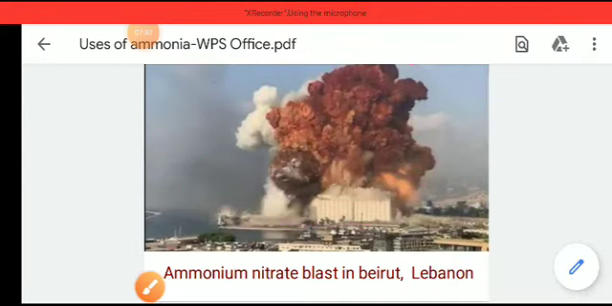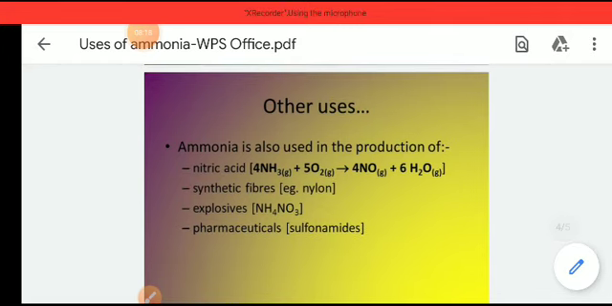Recently we saw the explosion of ammonium nitrate in Beirut, Lebanon, and we already know the devastation of RDX and how it is used in mass killing or bombing. So in the case of ammonium nitrate as well as other explosives like RDX, ammonia is used. Although they were developed for scientific purposes, they are being used in a wrong way in both cases, especially RDX.